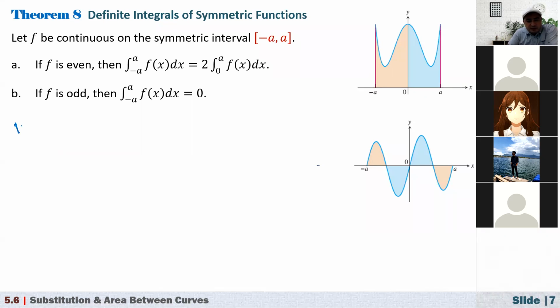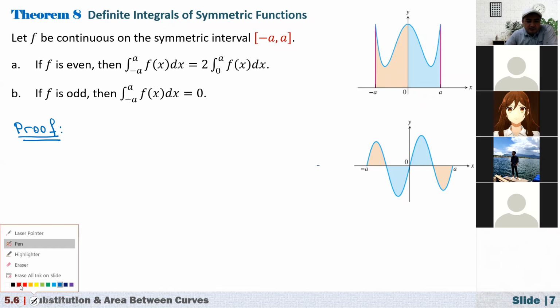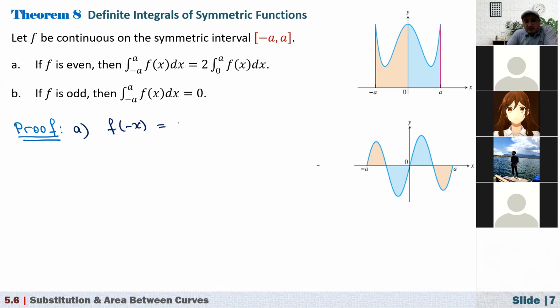The proof is also simple, not complicated. We are just going to use the idea of this substitution. Let's start with the first part. Part A says that if f is an even function, if you remember the definition of an even function, what is it? That is f of minus x is equal to f of x. So now to evaluate this integral, let's say A is equal to the integral from minus a to a of f of x dx.